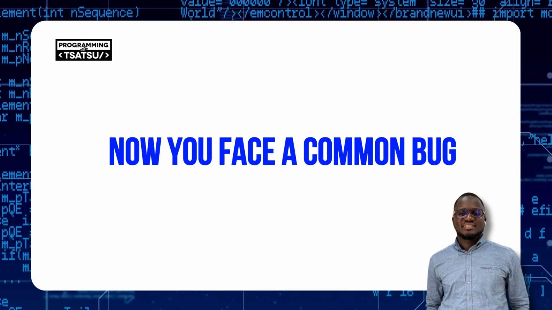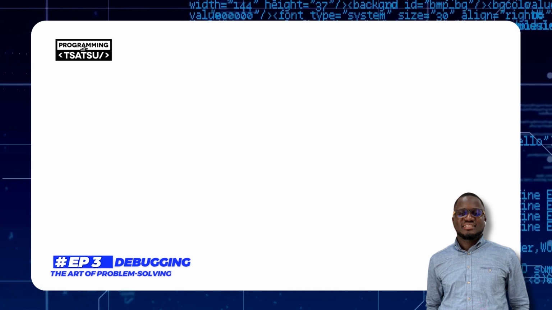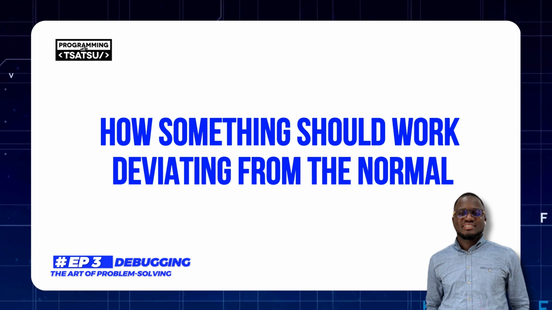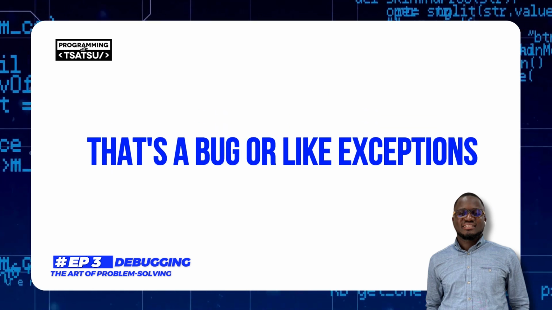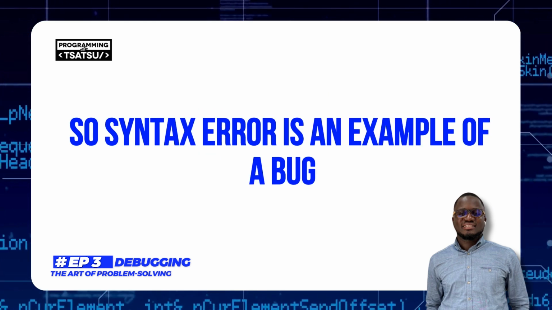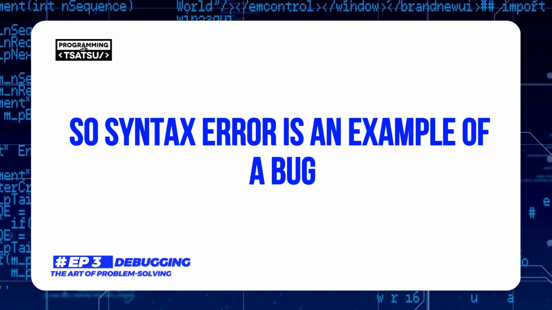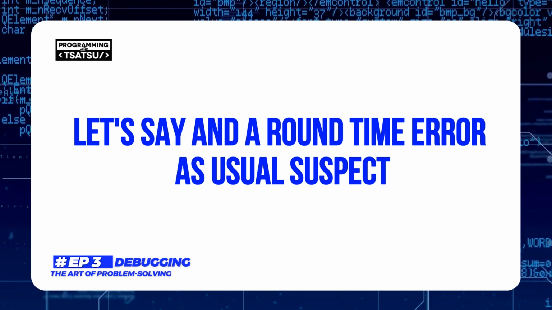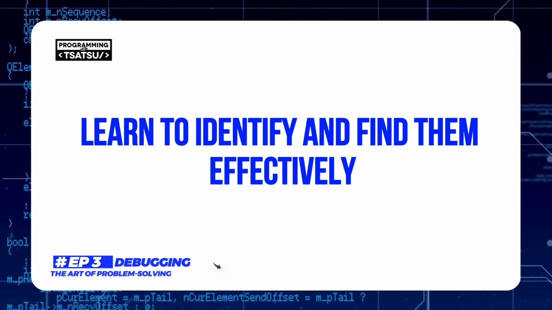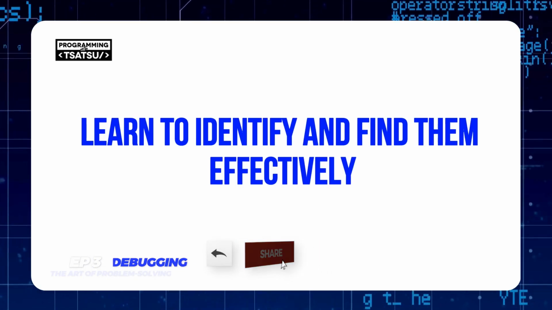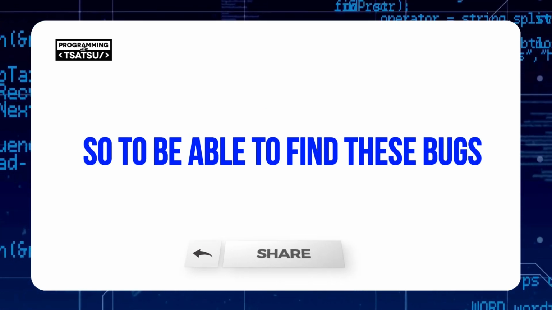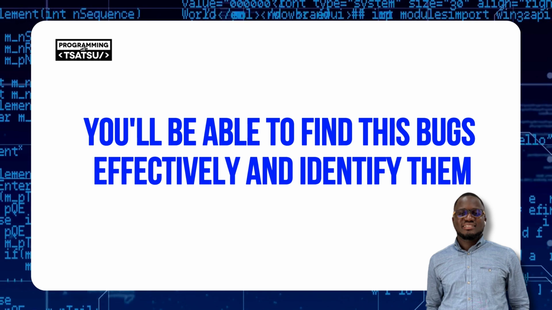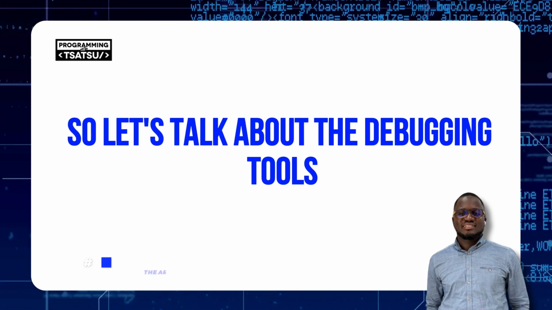Now, you face a common bug, right? A bug is a dysfunction, or an incorrect or inappropriate way something works. Deviating from the normal, that's a bug, or like exceptions, basically. So a syntax error is an example of a bug, a logical error, let's say, and a runtime error. Learn to identify and find them effectively. To be able to find these bugs, it's very good that you identify them effectively, right?